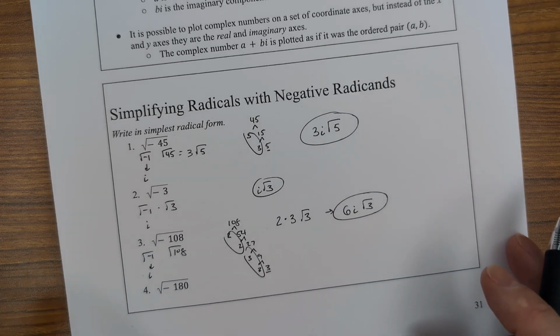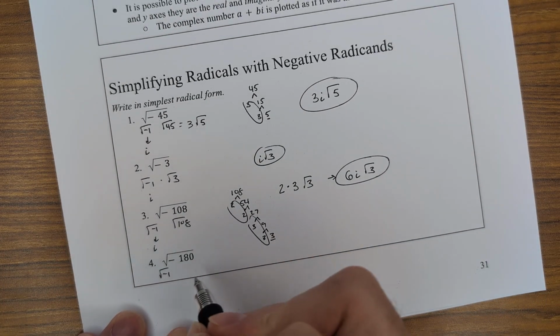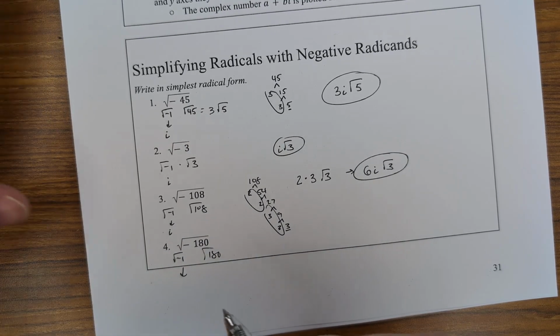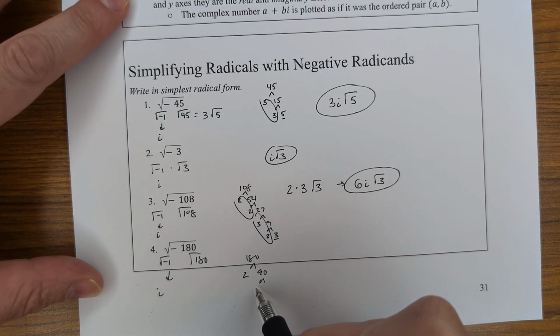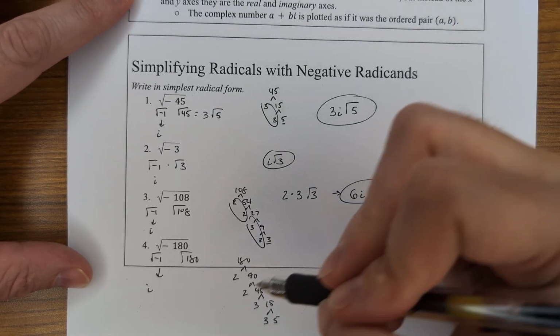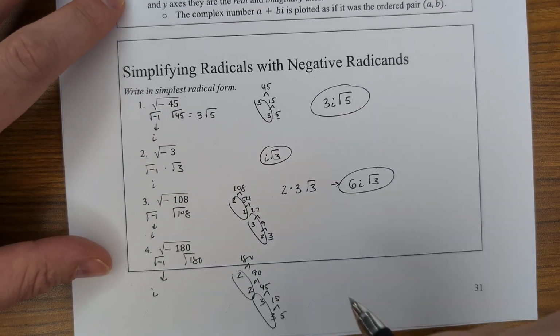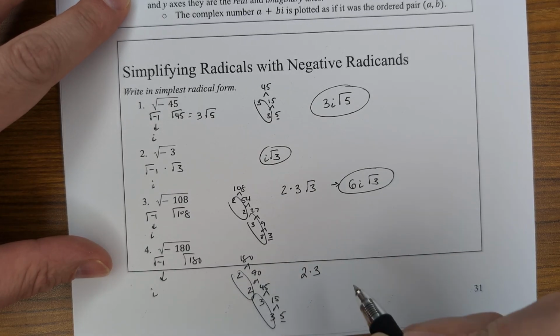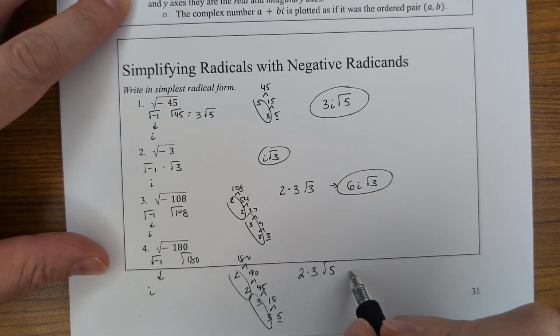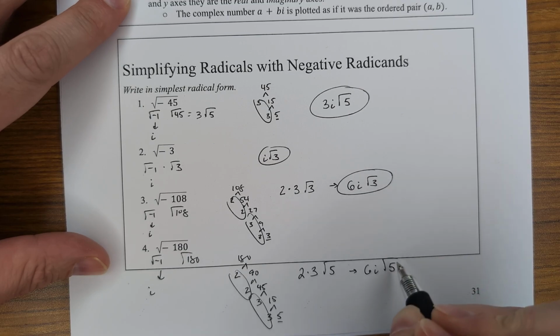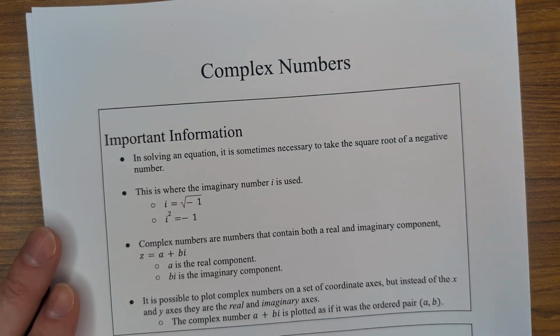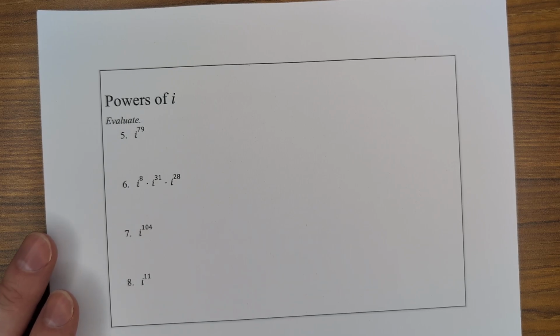I kind of ran out of room for a -180. So root -1, root 180. -1 is i. For 180, that's 2 and 90, still even. 2 and 45. 45 is from up here, 3 and 15. 15 is 3 and 5. So we have a pair of 2's, we have a pair of 3's again. So 2 comes out, 3 comes out. 5 does not have a partner, stuck inside. So put together, 2 times 3 is 6, the i from the negative, and then root 5. So 6i root 5.